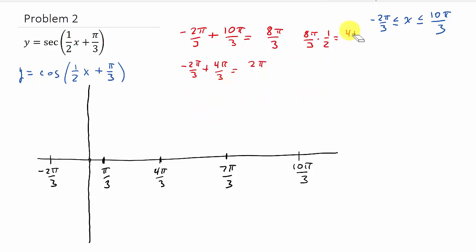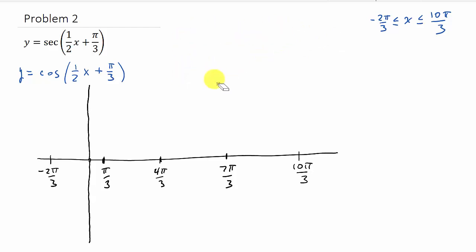And now, what do we need? Well, now we need the amplitude, right? I need to know the maximum and minimum value that I'm going to have for my cosine function. Well, the amplitude's 1. Okay, so we know the largest value is going to be 1. The smallest value is going to be negative 1.